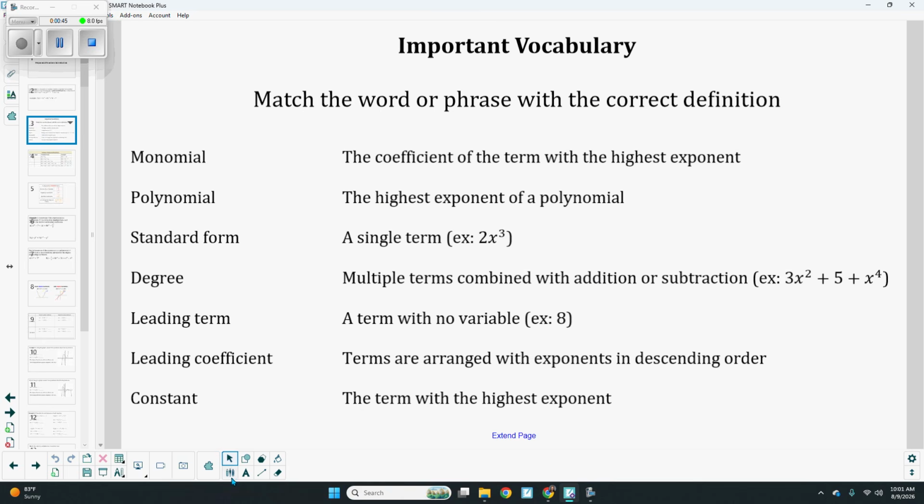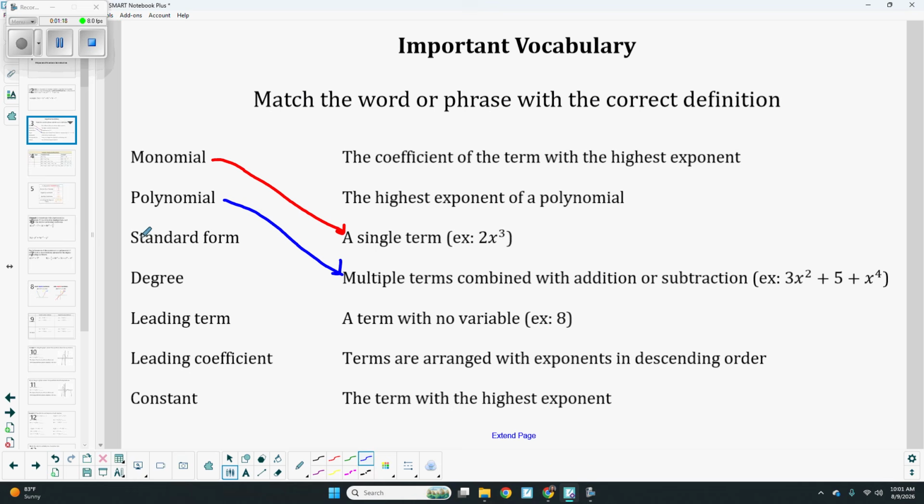So some words here that we're going to talk about: monomial, polynomial, standard form, degree, leading term, leading coefficient, and constant. So monomial we know means one, right? Mono, one, singular. So a single term would be a monomial. We'll stick with polynomial. Poly meaning many, right? So multiple terms combined with addition or subtraction would be a polynomial.